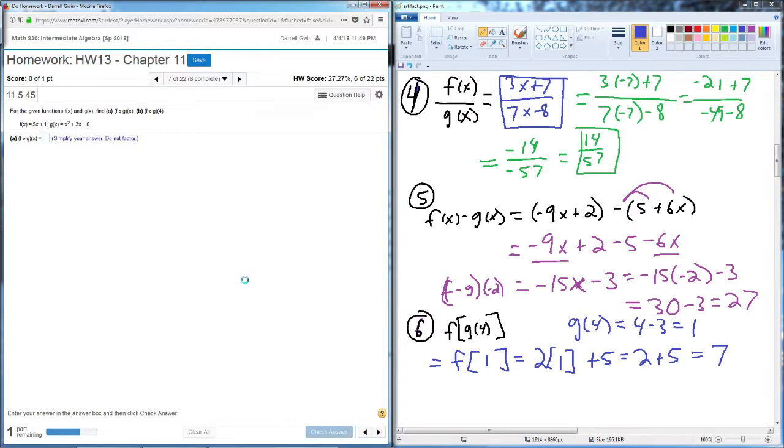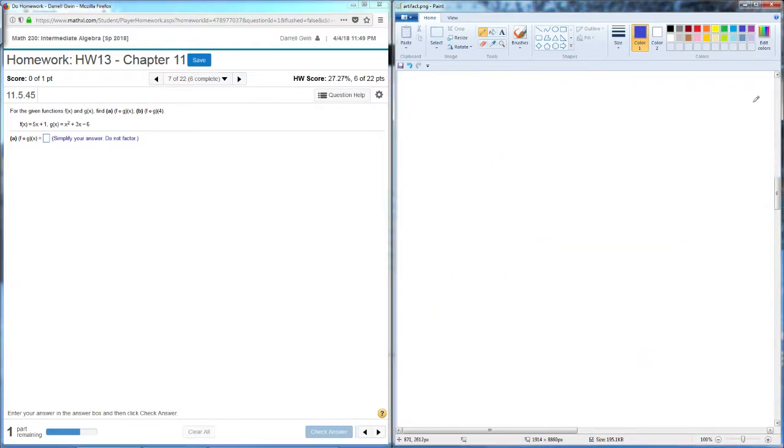Alright, now we are on number 7. What are we doing for number 7? Let's see. Looks like f of g of x first. So I'll start with f of g of x. I'll start by writing f of x. f of x is 5x plus 1. So I'm going to write 5x, that's the bubble, plus 1.